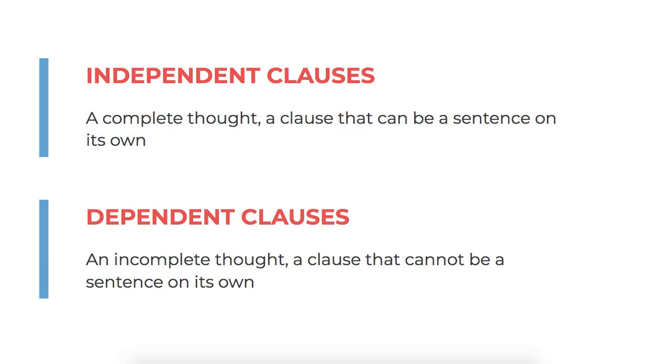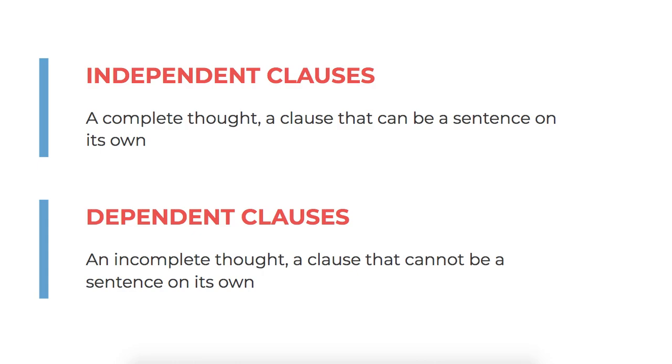Now, there are two types of clauses. There's a Mr. and a Mrs., right? The independent clauses are those clauses that actually do contain a complete thought and can be sentences on their own. So they have the subject, they have the verb, they have the complete thought. They are fine to just act as their own sentence. An independent clause is a sentence.